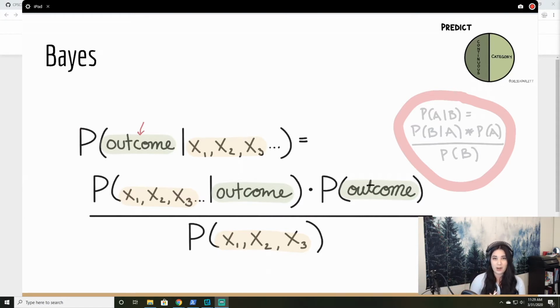And the way that we're going to calculate that is using Bayes' theorem, which says that the probability of a category given the data is equal to the probability of the data given the category. So how common is this combination of features in the category that we're looking at times the probability of that category. And these are both things that we can calculate from our data, as we'll see when we look at a concrete example. Now, this bottom part of Bayes' theorem, we're actually not going to use here, and I'll explain more on the next slide.